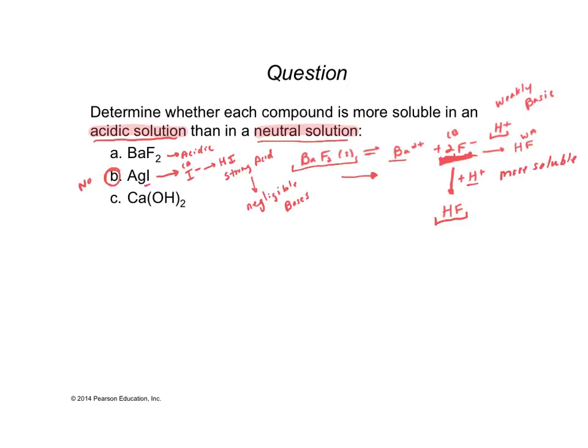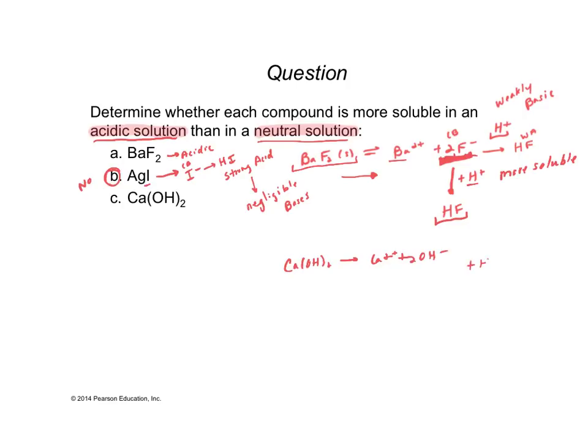We have the same solubility in both of them. Okay, so then last one, we've got calcium hydroxide. Same exact concept here. Calcium hydroxide is going to make calcium ions plus hydroxide ions.